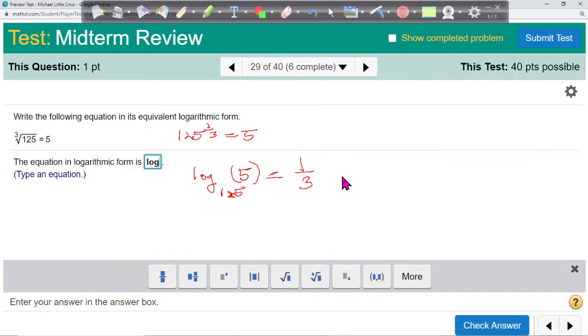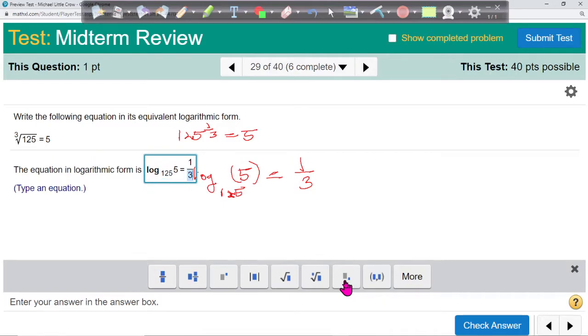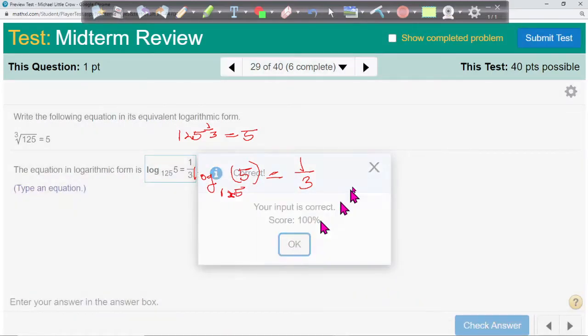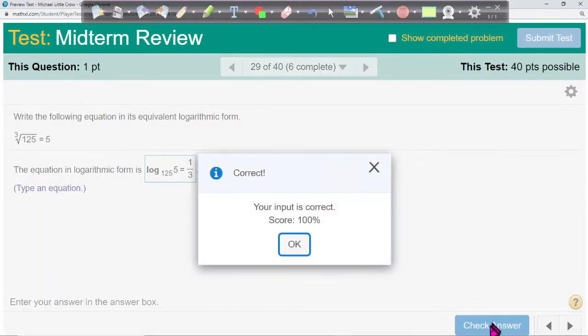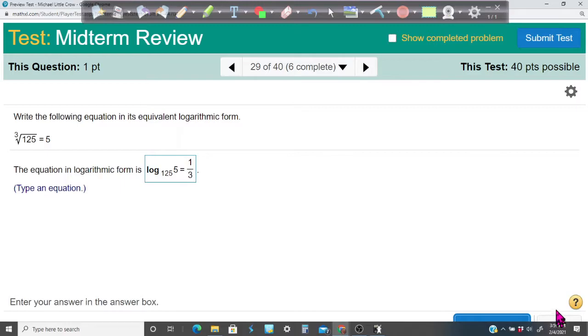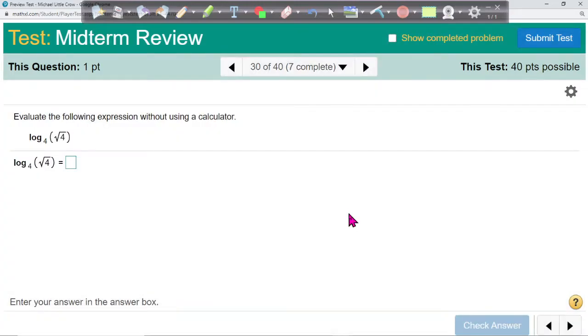Just a dance. Let's see, how do I do this now? So then I got this guy, 125, arrow over, 5 equals 1/3. Type an equation. We did. Okay, so it's just the dance. The base is the base. The base stays the base. And then the exponent becomes the answer. The answer becomes the input. That's how we do those. I just call it the dance. So it's already correct. Let's go to the next one. Getting there. 30. Finally, we made it.